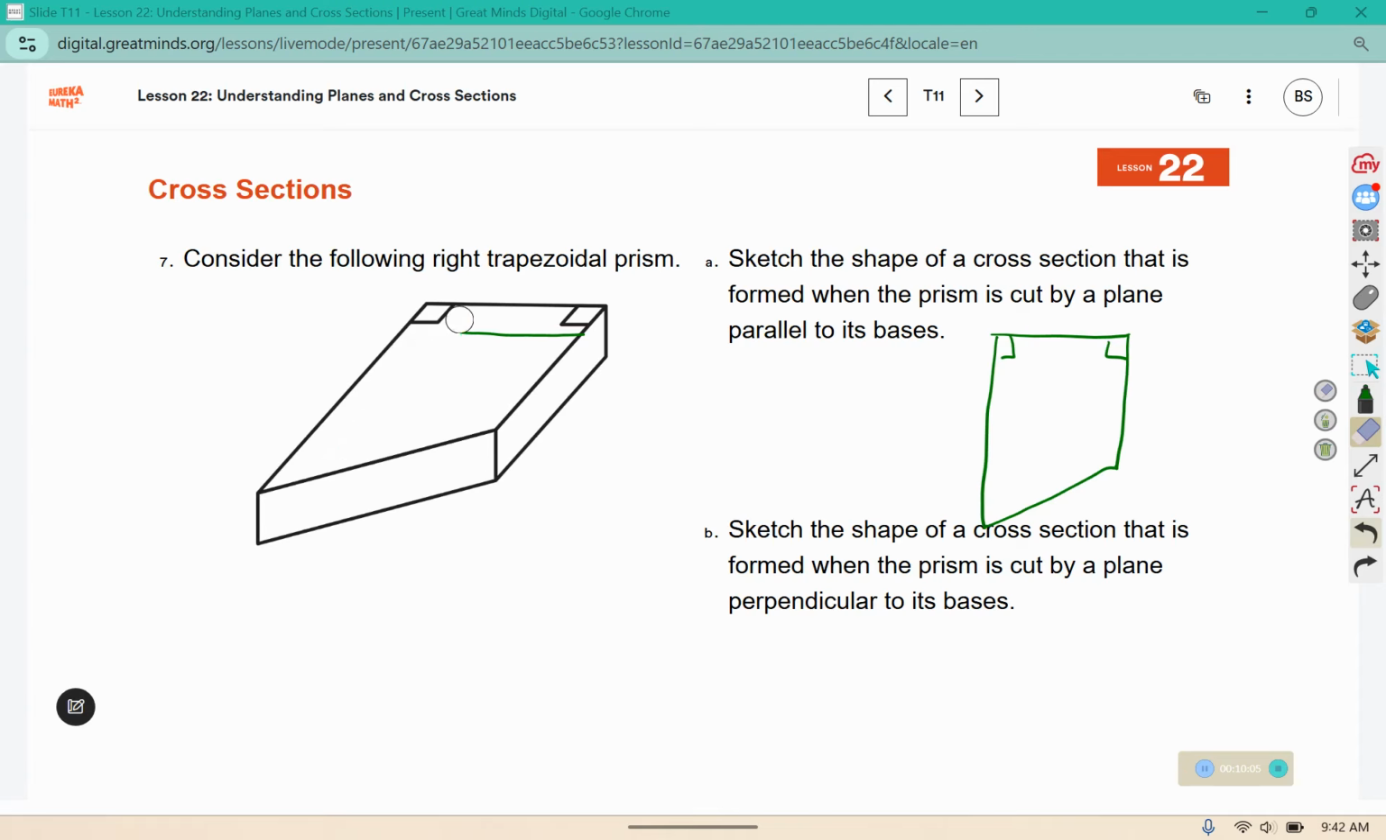And then it says in B, sketch the shape of a cross-section that is formed when it's cut perpendicular to the base. This could also be a rectangle.